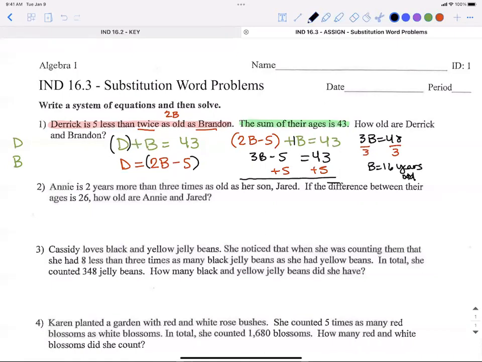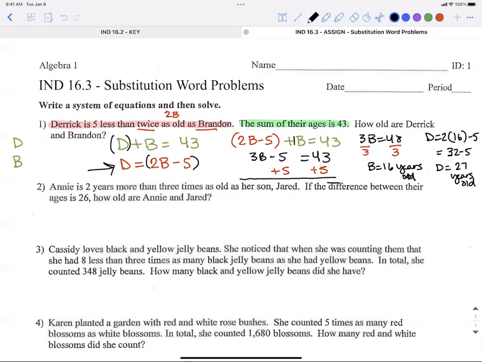Okay, that's my first half of the answer. Now to get the second half of the answer, I'm gonna use my D equals 2B minus 5, right? I'm gonna use this equation right here and set it up: D equals 2 times Brandon, but now I know that Brandon is 16, so I'm gonna plug that in, minus 5. And 2 times 16 is 32, minus 5. So Derek is 27 years old.